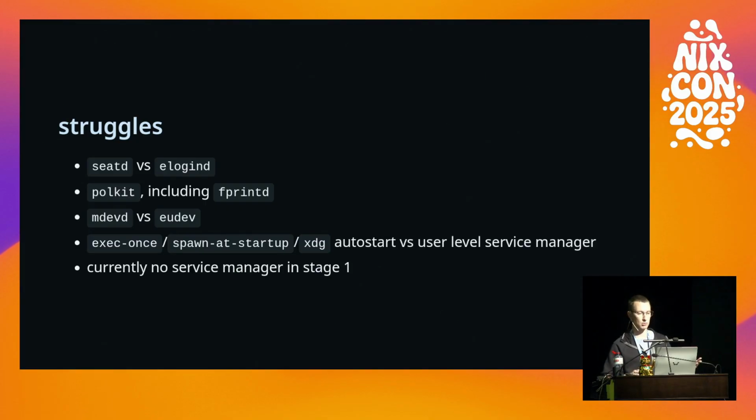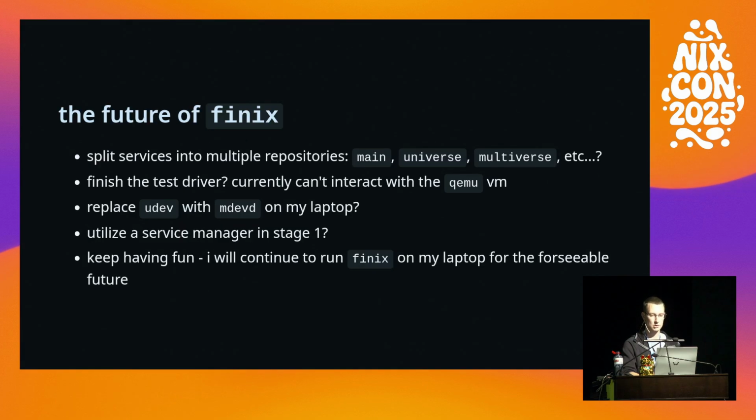Struggles. So yeah, seatd versus elogind. If you're totally in the systemd world, this may not mean much to you. Polkit: if you're using PolicyKit and you're not running elogind, which I do not, fprintd is my fingerprint reader. It's a little bit of a challenge to get working, but you can. So there's trade-offs. mdevd versus eudev. udev is the dominating factor here in this space, so it's hard to switch off that. Also, there's no user level service manager in finit, for example, and some more stuff like that.